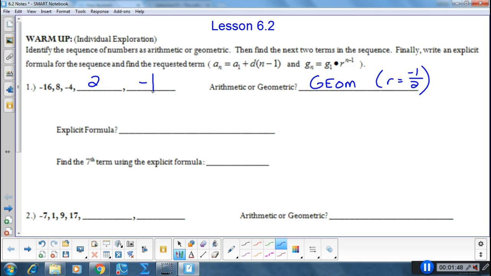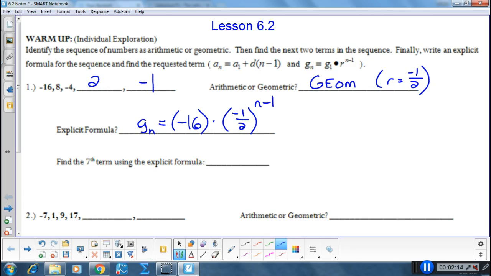Okay. Then it said write an explicit formula for it. Well, that would be g sub n equals g sub 1, which is negative 16, times r, negative 1/2, to the n minus 1 power.